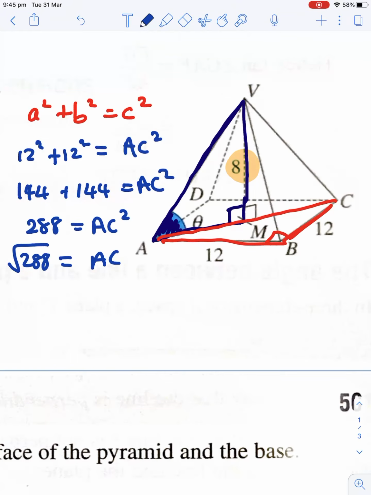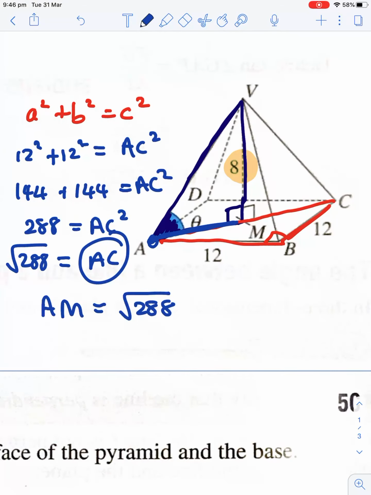Now, we want to know the length of this right angle triangle. We want to know from A just to the middle. So it's literally going to be just half of this AC. Our middle is M. So therefore AM is going to be equal to the square root of 288 over 2. It's being divided by 2. We've only got half. So this is the sort of working that you need to be doing.